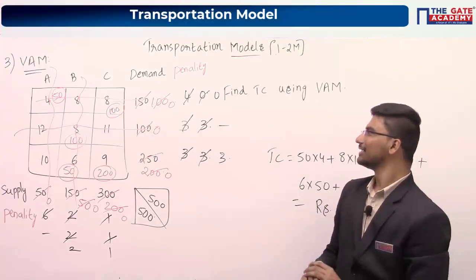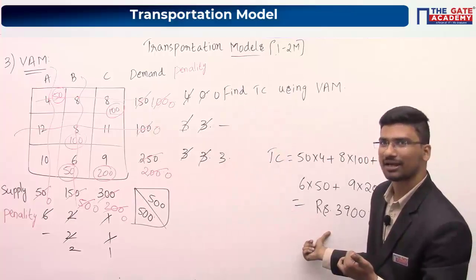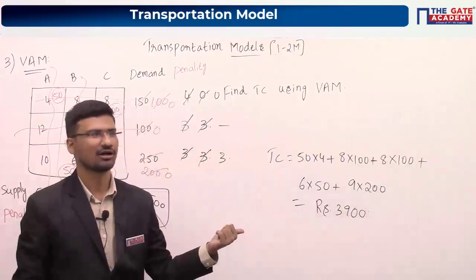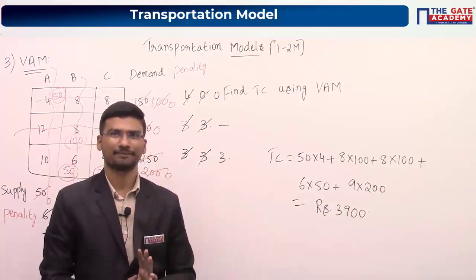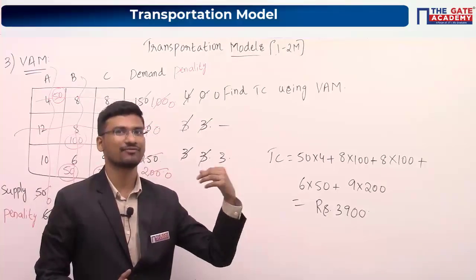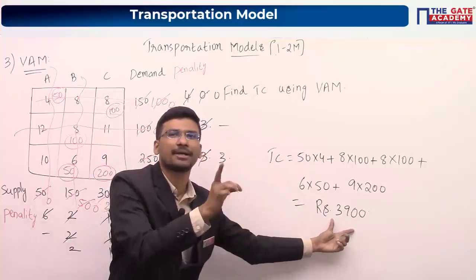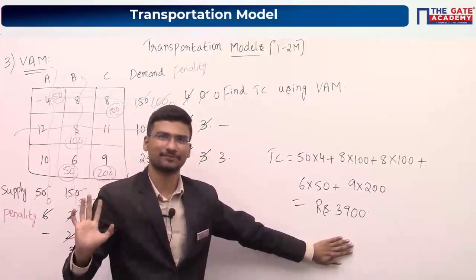Okay. So again, if you observe, in LCM also you got 3900 as the answer, and in VAM method also you got 3900 as the solution or transportation cost. It so happened only for this particular question. Maybe for other questions, in VAM method you may get a lesser cost when compared to least cost method, because it is a better method when compared to LCM method.